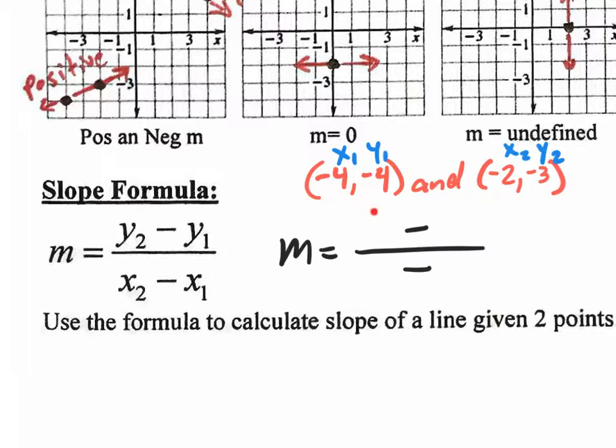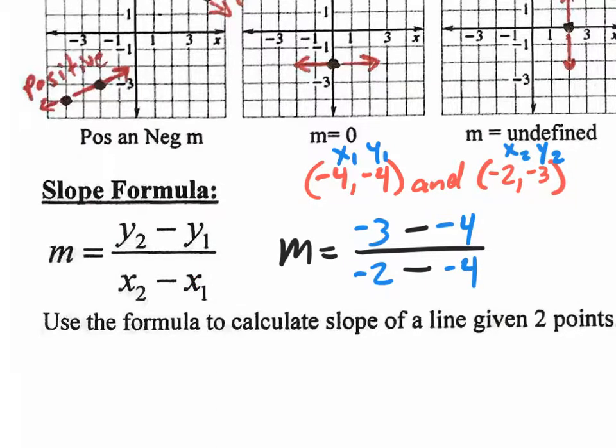Now, what belongs on the top left? Well, right here it says y sub 2. So what belongs up here, guys? What is y sub 2? -3, right? So let's put a -3 right in there. And how about y sub 1? What's y sub 1? 2. So 2 belongs right there. And down here is an x sub 2. We need it right here, x sub 2. What's x sub 2? -2. And we also have an x sub 1, which is -4.